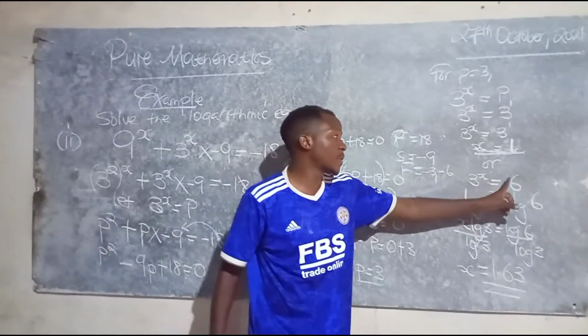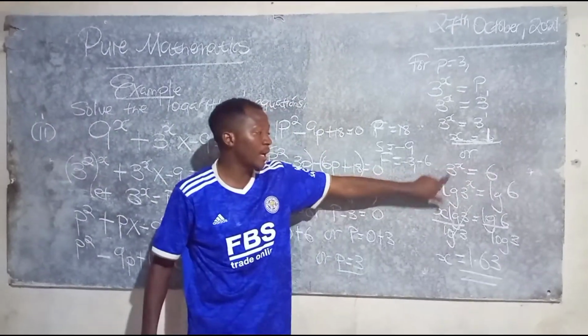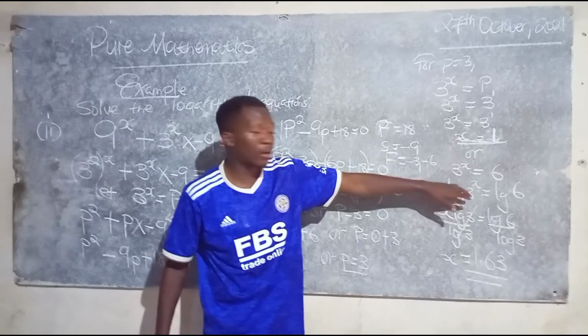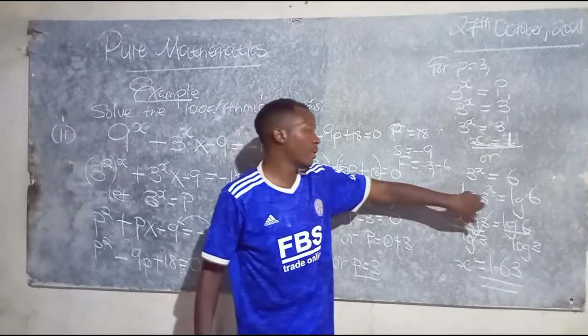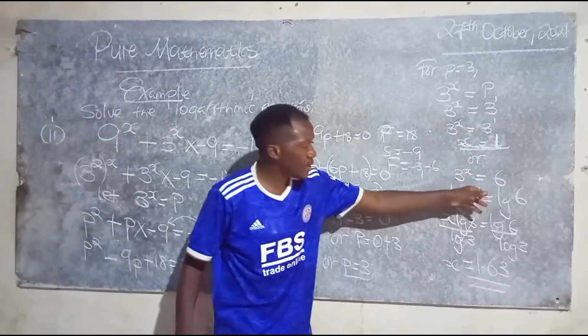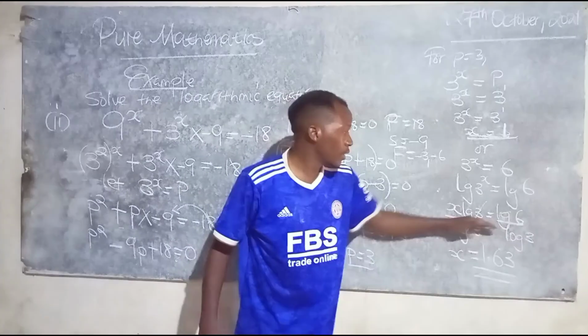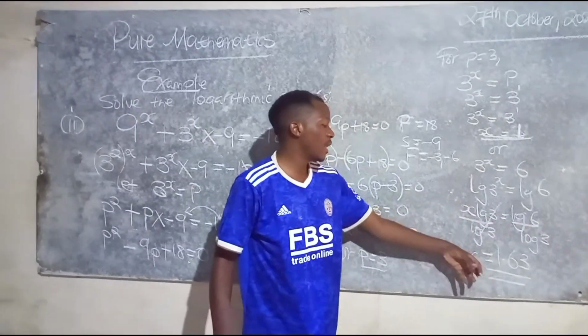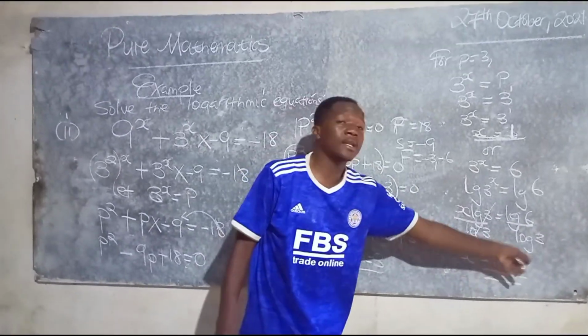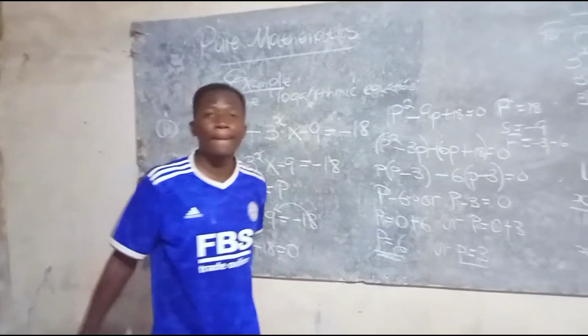Then 3 to the power x equals 6. This 6 cannot be expressed in base 3. Hence, we can only use common logarithms, where we have log 3 to the power x equals log 6. Drop this power in front of the log, then divide by log 3 on both sides of the equation. Then the answer is x equals 1.63. This is how we are supposed to evaluate this.